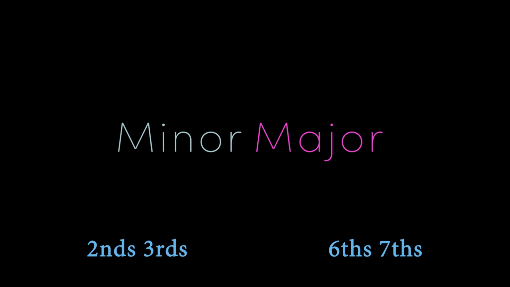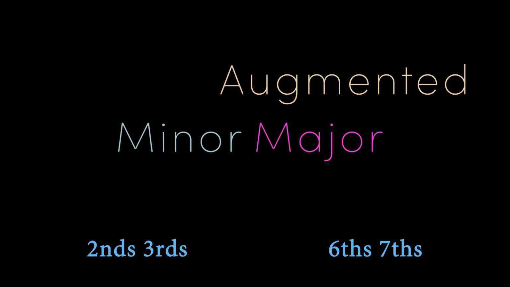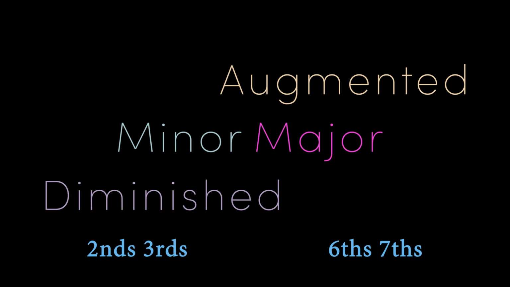You have major intervals, which occur in major keys, and apart from the minor second, the minor intervals are those that occur in minor keys. So that includes seconds, thirds, sixths, and sevenths. Augmented intervals are a semitone wider than major, and diminished a semitone narrower than minor.